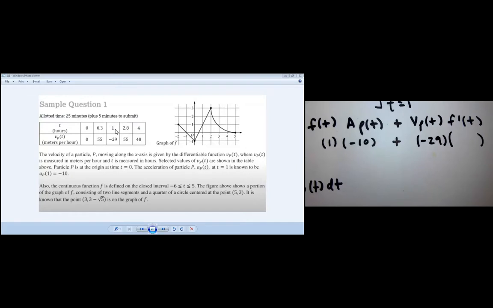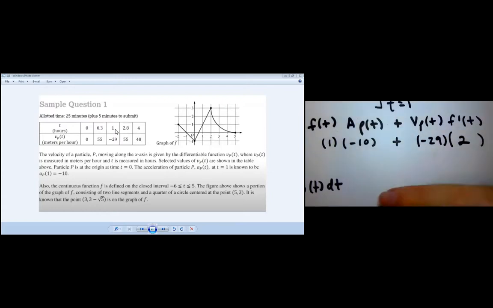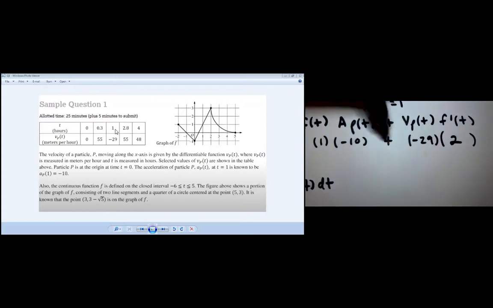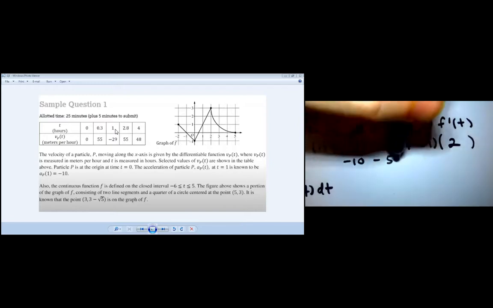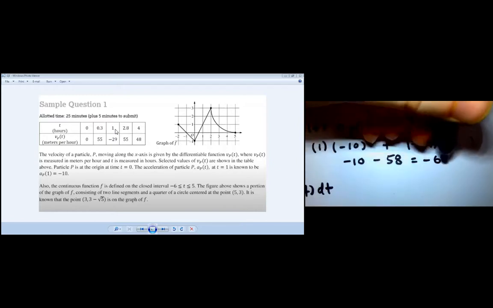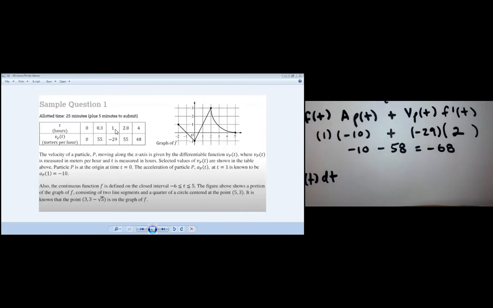Getting the slope from the graph. And what is that slope? 2. Perfect. If you like, you can leave this as your answer, or we can do a little more math and say that it's -10 minus 58, which is -68, up to you. But you should be good there either way. Okay. Any questions on the first one?